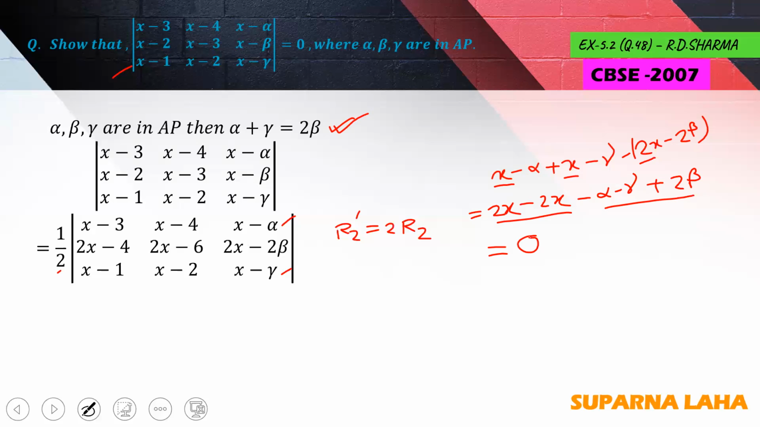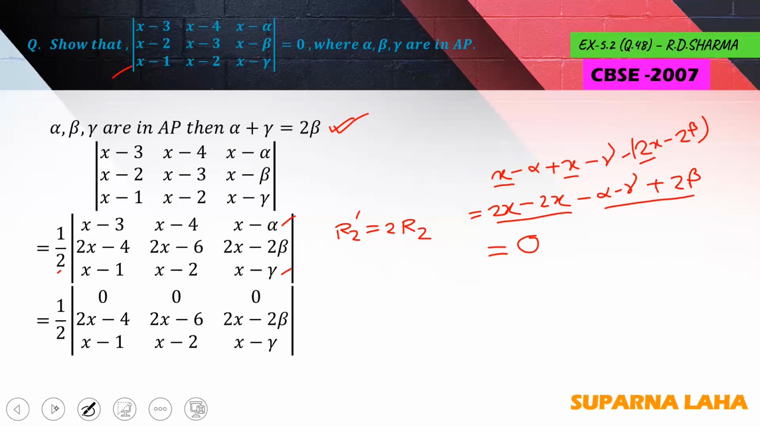So apply this operation, R1 plus R3 minus R2. So R1 dash is given by R1 plus R3 minus R2. Look at here, in the first column and the second column, this term is also 0. So calculate it, you will find this term also 0. I'm not showing the calculation here, you just calculate by yourself. This x minus 3 plus x minus 1 and then minus of, in the first bracket, 2x minus 4. Do this, you will find the first row is 0.